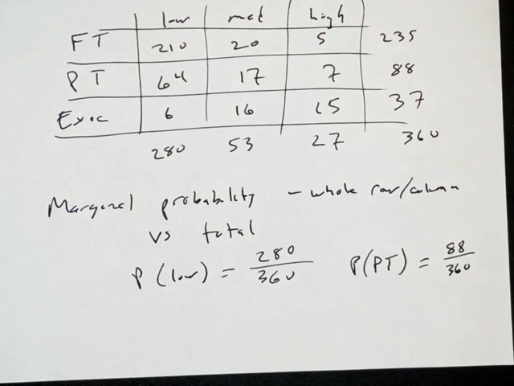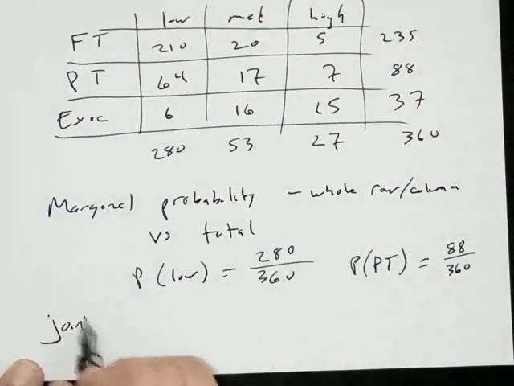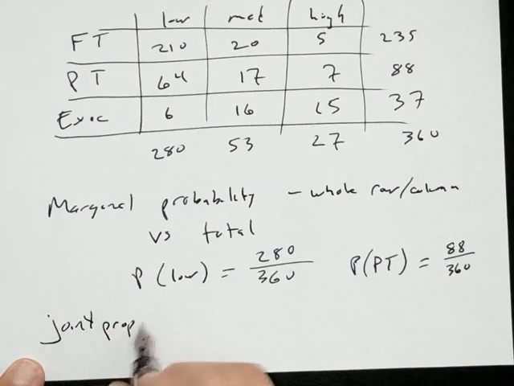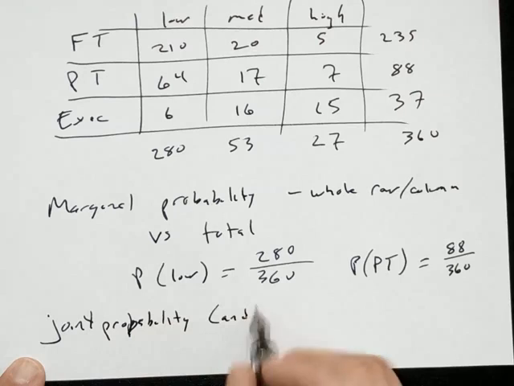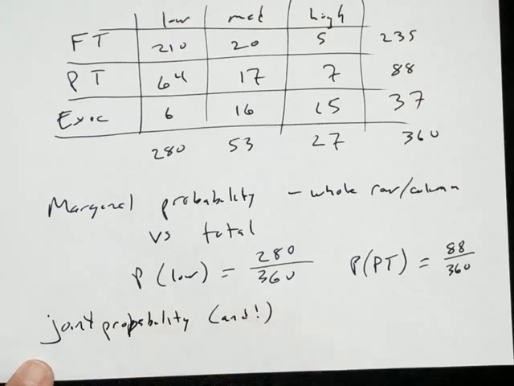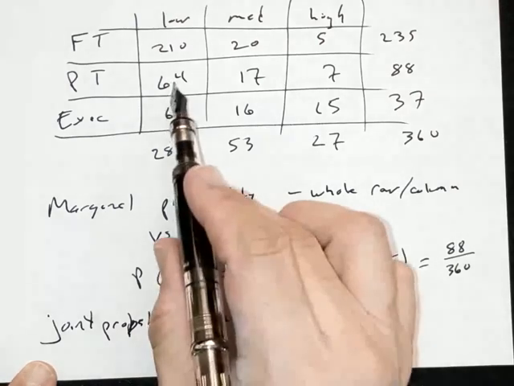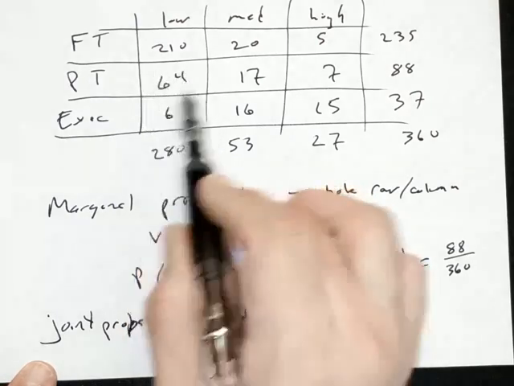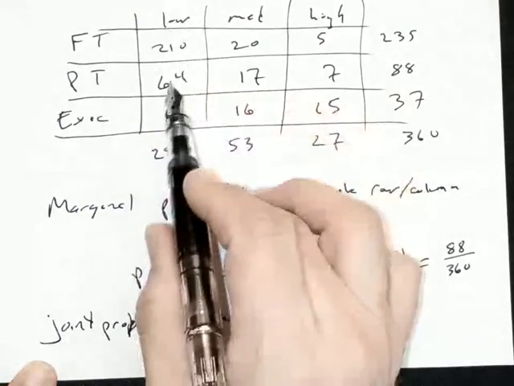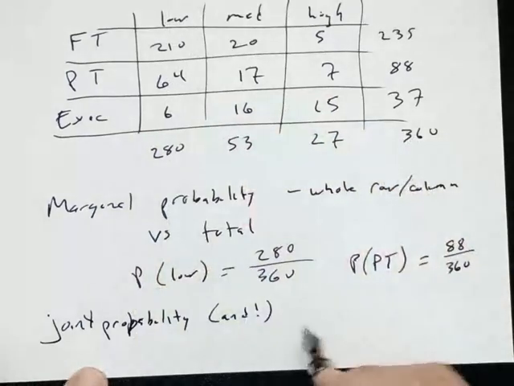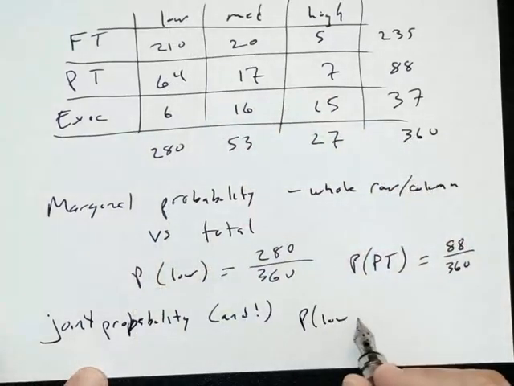Joint probability. Joint probability was the word and, right? What's the chance I've got a part-time student and low engagement? Say again? Exactly. I'm just looking at this one cell, part-time and low engagement out of 360.